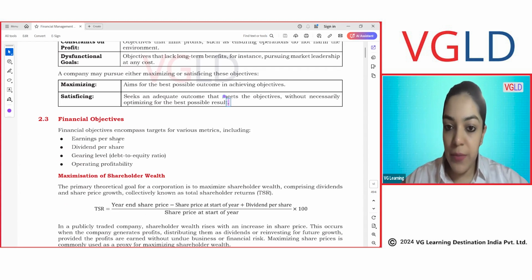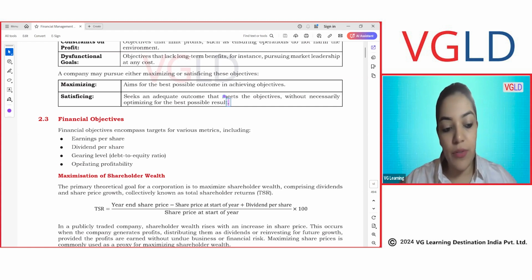But just to tell you in brief, earnings per share is your total profit divided by the number of shares. Dividend per share is the total dividend divided by the number of shares. Gearing level, or debt to equity ratio, is the proportion of debt in the capital structure of the company. And operating profitability is about the EBIT, the earnings before interest and tax of the company.